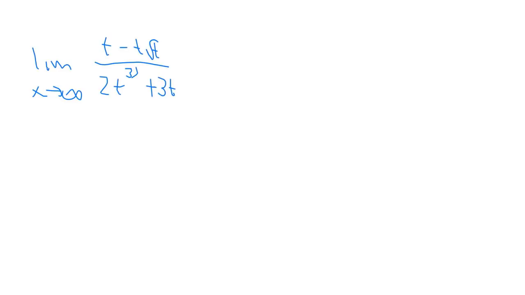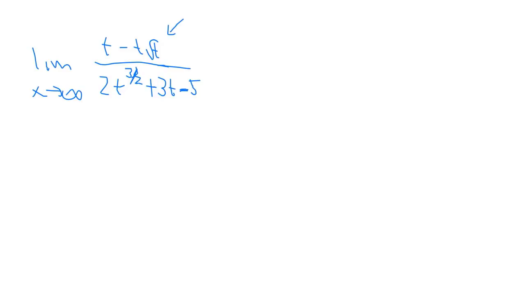So I'll just write out the limit real quick. Limit as x approaches infinity of t minus t square root of t over 2t to the 3 halves plus 3t minus 5. And like Addison stated earlier, it's always best to divide by the highest exponent. So this is t to the 3 halves, and like Addison said, it's always best to divide by its exponent.